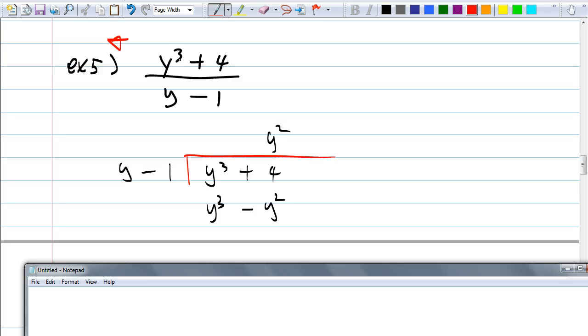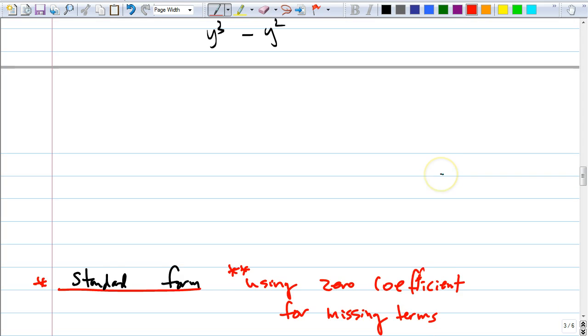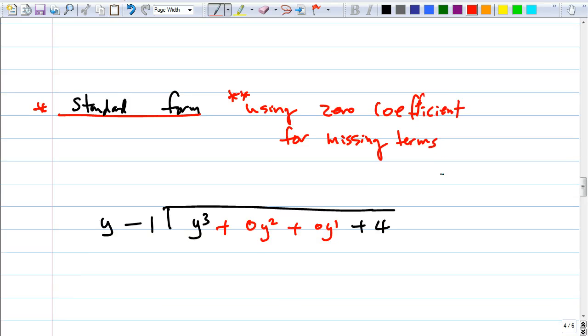So what do you guess? In order for things to line up, write this down. First, you want to write this in standard form using 0 coefficient for missing terms. Please write that down. We need to fill in the missing terms with 0 coefficient. What do I mean by that? Anyone want to guess what I mean by this? Like the ones that aren't there, you use 0 because they're 0. Exactly.